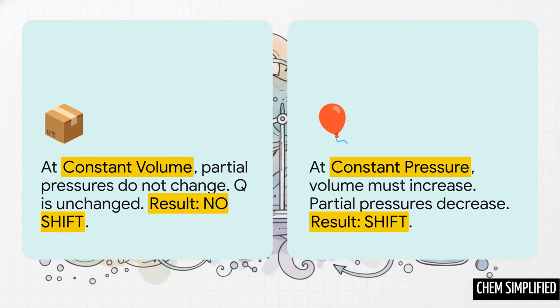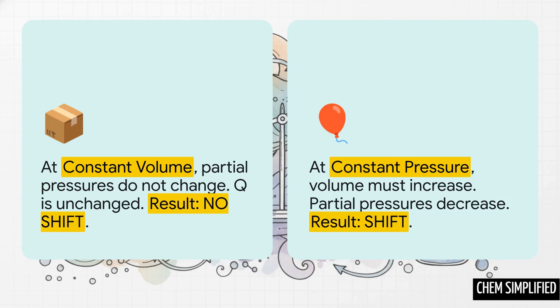What happens if you add an inert gas, something like argon that doesn't react? The answer, and this is so important, depends entirely on the conditions. Let's look at the left. If your container has a fixed, constant volume, adding argon increases the total pressure. But the partial pressures of your reactants and products, they don't change. They don't even notice the argon is there. So Q is unchanged, no shift.